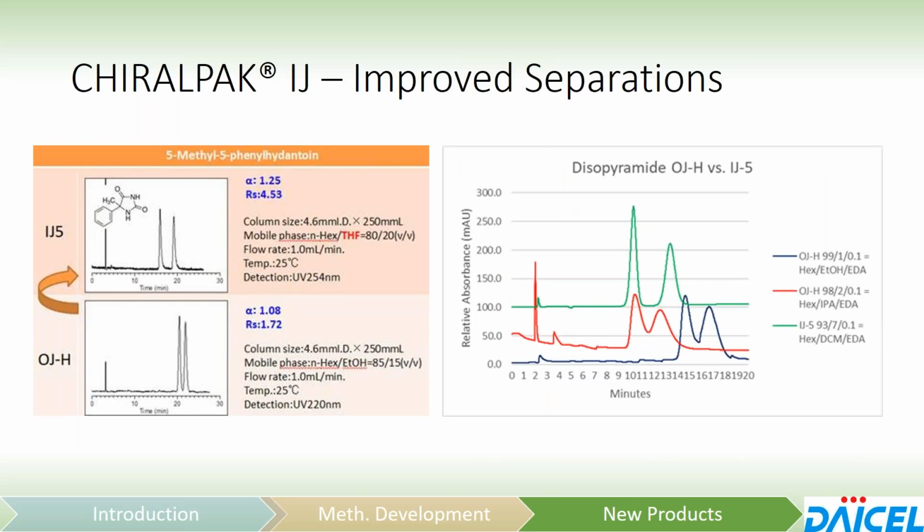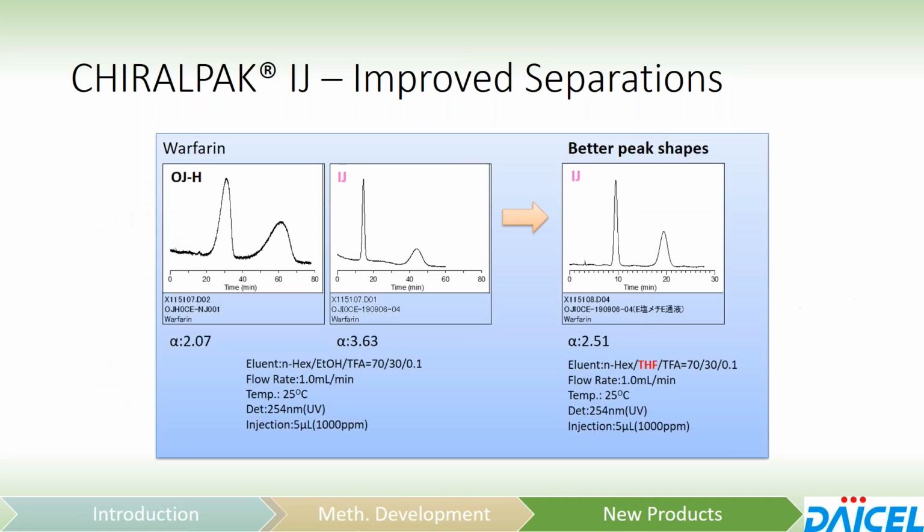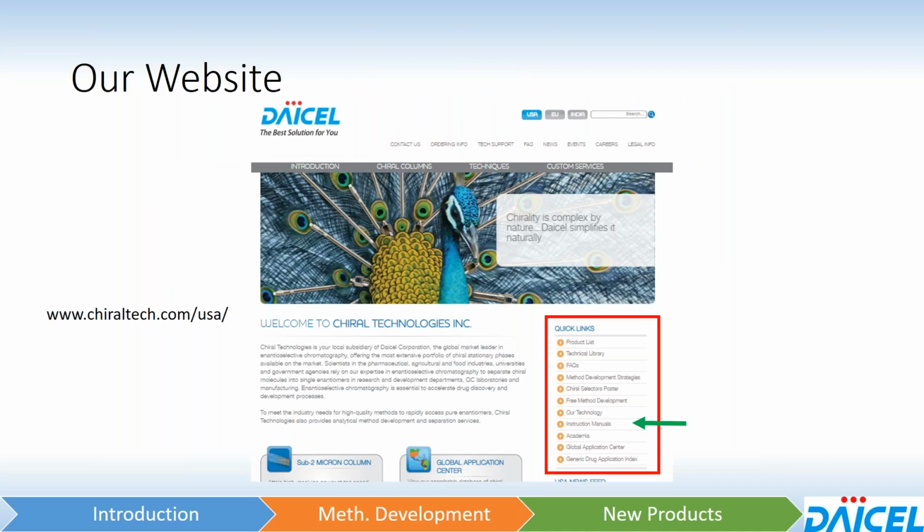And in some cases, we do have some new or improved separations with the access to those extended range solvents. 2 examples here, 5-methyl-5-phenylhetantane, a nice separation here with hexane THF. And for, I won't try to say the name and botch it here, but no separation actually, or partial separation using the OJ on normal phase, you now have a nice baseline resolution under extended range conditions. So nice new addition to the screening set from the older OJ version.